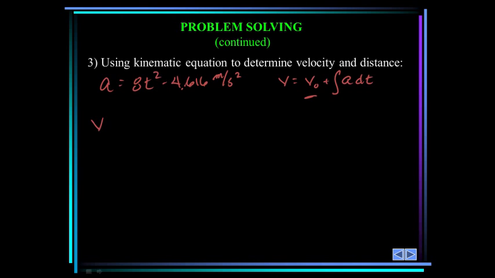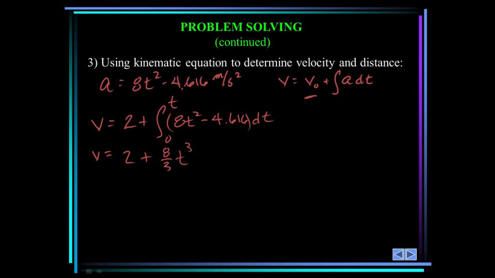So we can write an equation for the velocity is equal to 2 plus the integral from 0 to t of 8t squared minus 4.616 dt. When you do this, you get an equation for the velocity as a function of time equal to 2 plus 8 thirds t cubed minus 4.616 t. And when t is equal to 2 seconds, the velocity is equal to 14.1 meters per second.